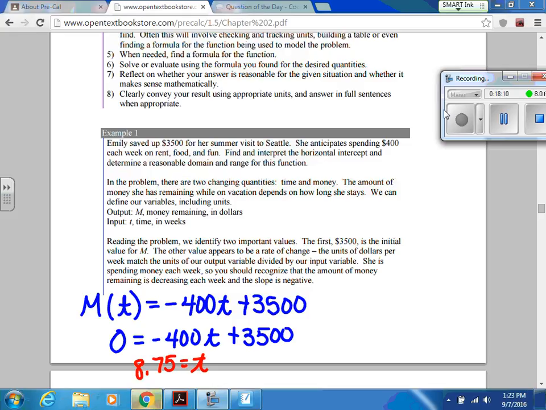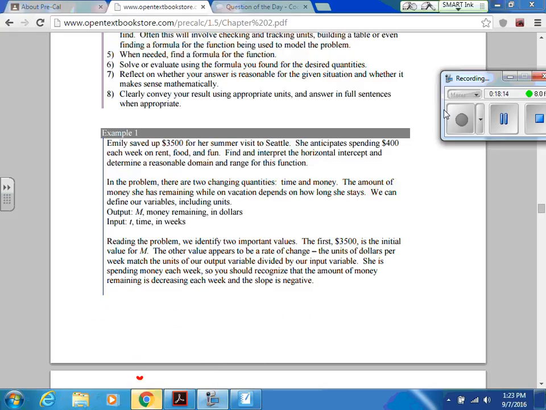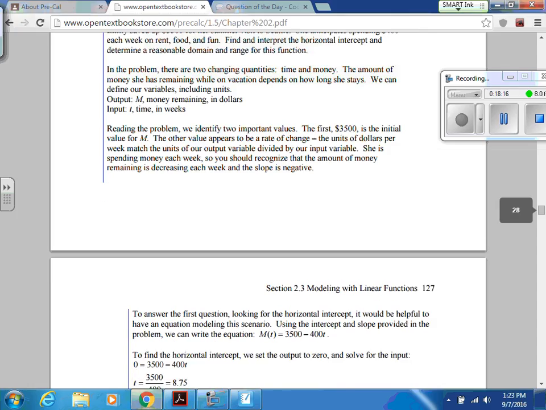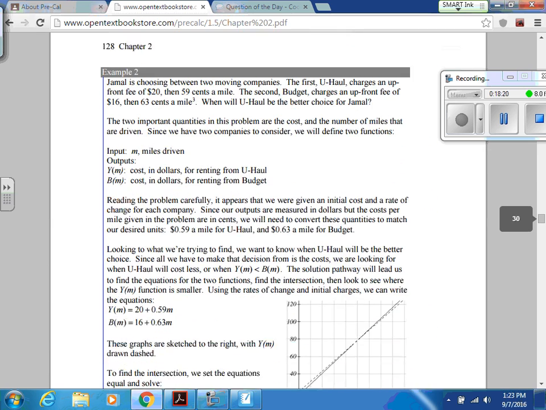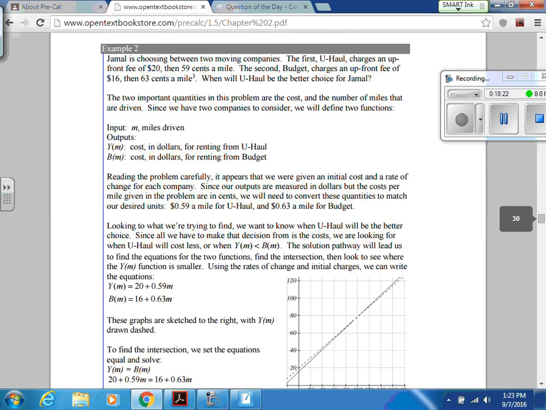Okay? Alright, let's look at Jamal here. This next problem. Alright, Jamal's choosing between two moving companies. U-Haul charges an upfront fee plus $20.59 a mile. Budget charges $16.63 a mile. When will U-Haul be the better choice for Jamal?